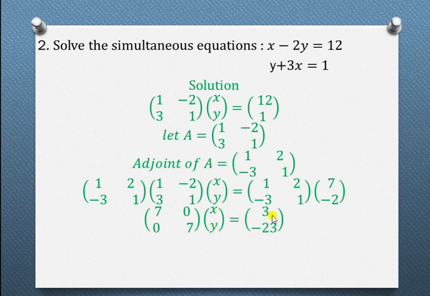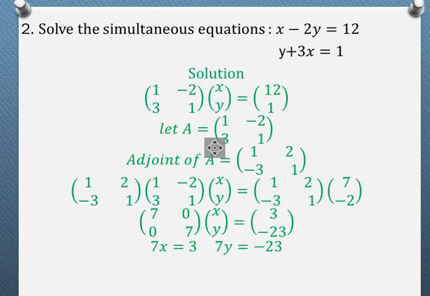Then multiply by xy equals, you multiply this also a row by column, then a row by column, which will give you 3 and negative 23. Next to that, get 7, multiply by x. Of course, 0 by y is 0, so it is just 7 by x equals 3. I beg your pardon here, there is a simple mistake here that we could correct.